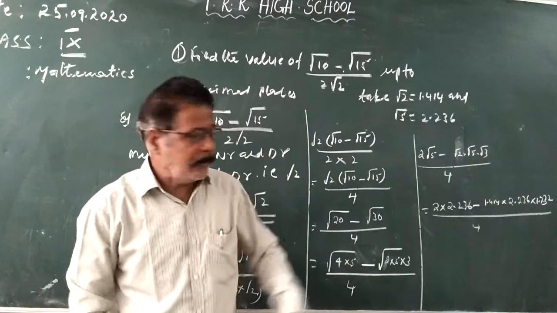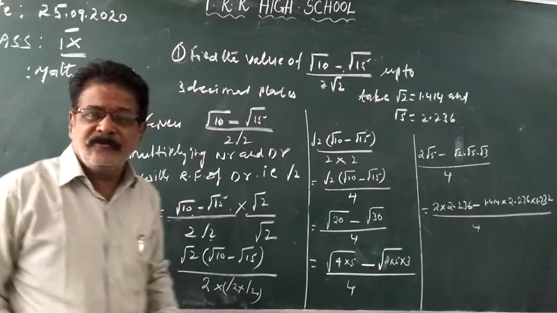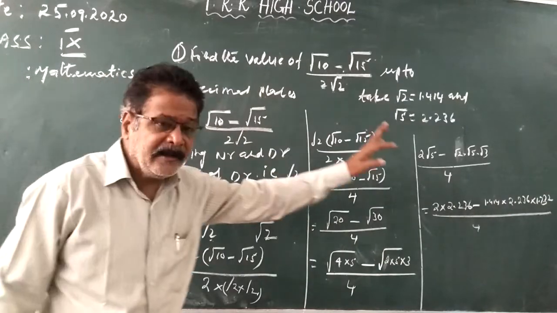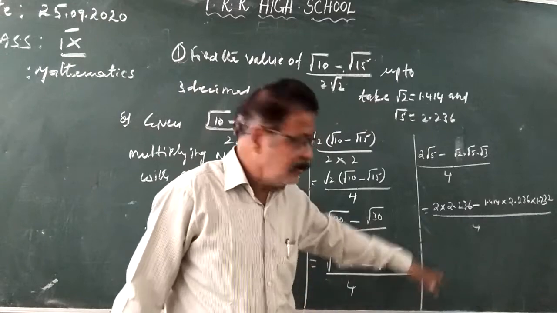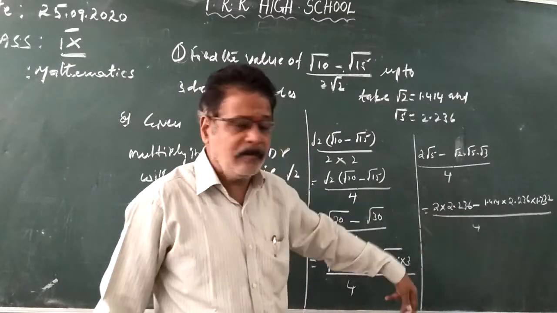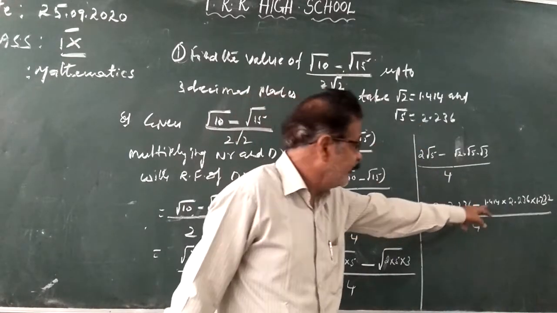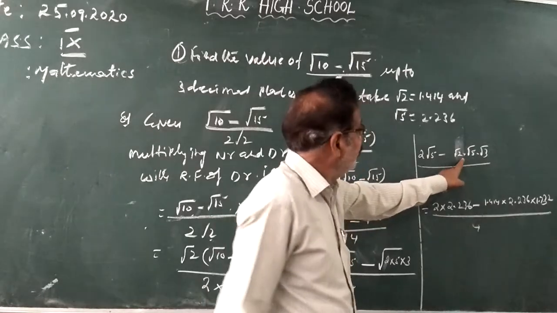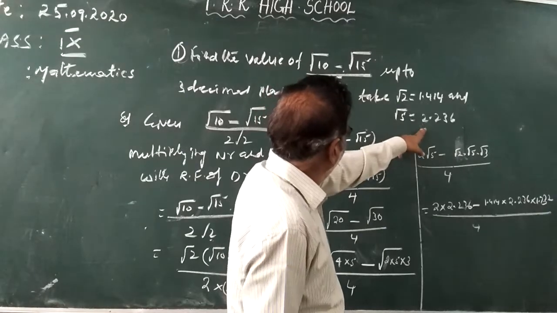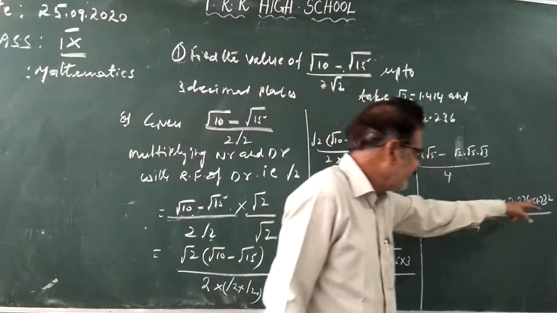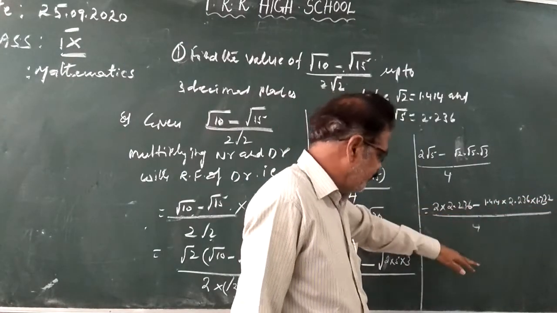So you have to find the product of this minus the product of this, and divide by 4. Just go ahead and simplify it till you get the answer. This is only simplification, the last step. 2 into root 5, where root 5 is 2.236, minus root 2, which is 1.414, into root 5, which is 2.236, into root 3, which is 1.732.